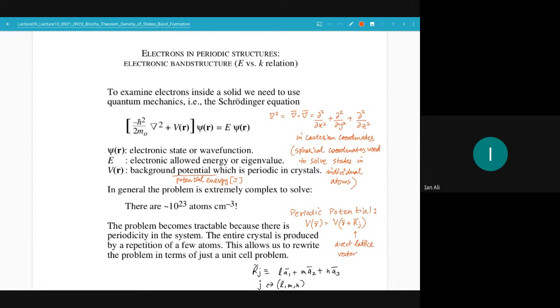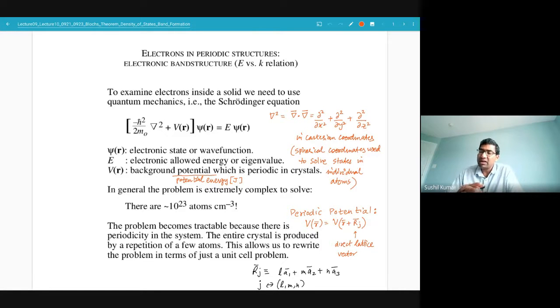Okay, that sounds good. All right, so let's look at our Schrodinger equation again, and now we are moving to crystals. Originally, this is our time-independent Schrodinger equation. We are not talking about time evolution now, so let's throw that out of the window. We are again interested in finding stationary states for an electron in a crystal.